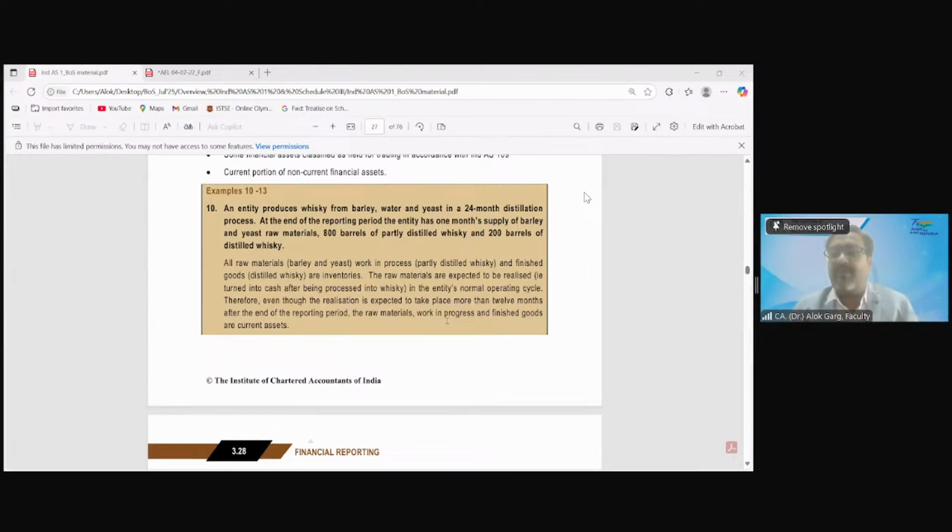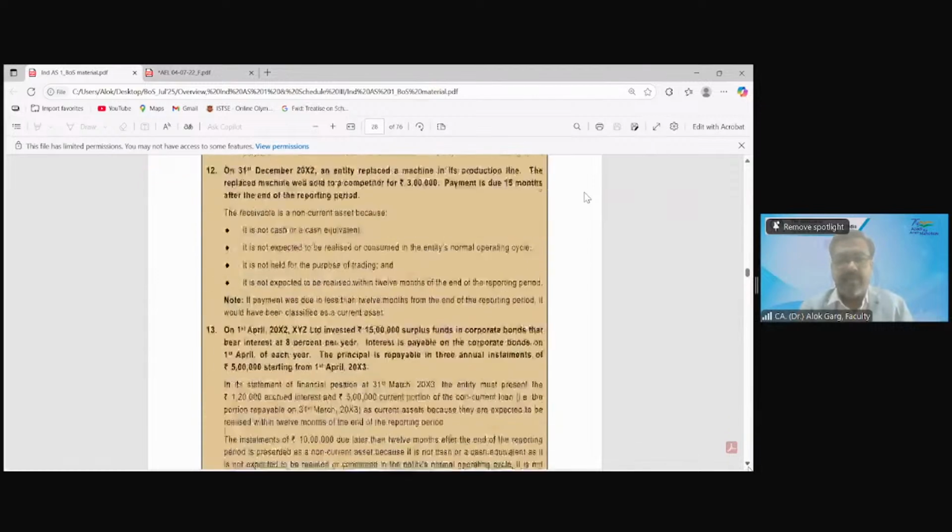They will take 24 months. So even though it is expected that it will take more than 12 months to get ready for sale, it is still considered a current asset. Now let's go to the next example.